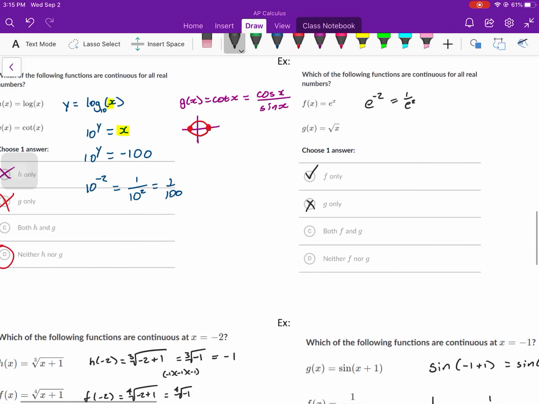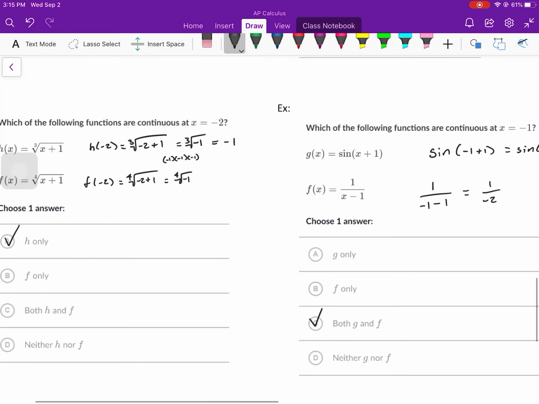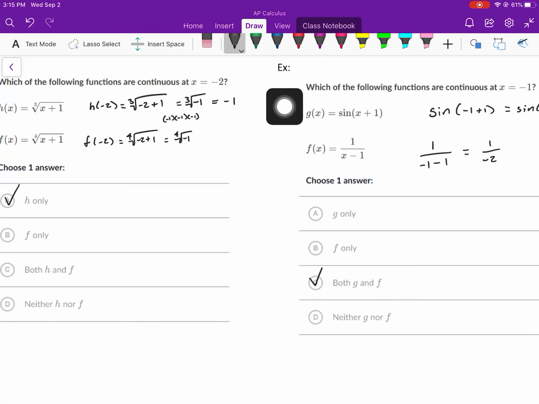When they're asking about the real numbers, what values of x wouldn't work? If there's a value of x that won't work, then it's out. And then for when they give us a particular number, just try them out and see if they work.